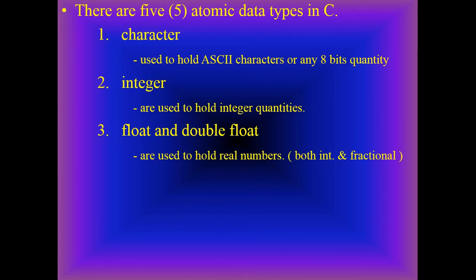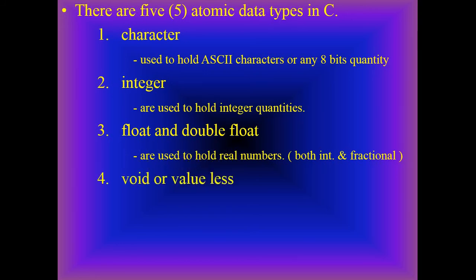By the way, for character you have 8 bits. For integers you have 16 bits. Now for float, the size is about 32 bits. While the double float has 64 bits. So that's the difference between the two, but the functionality is just the same. Only double float is bigger, with greater quantities, because it is 64 bits compared to float which is only 32 bits.